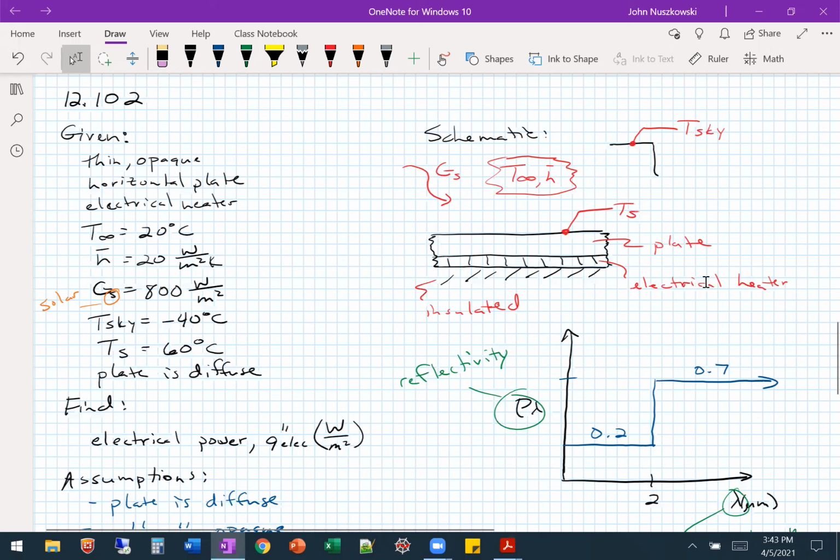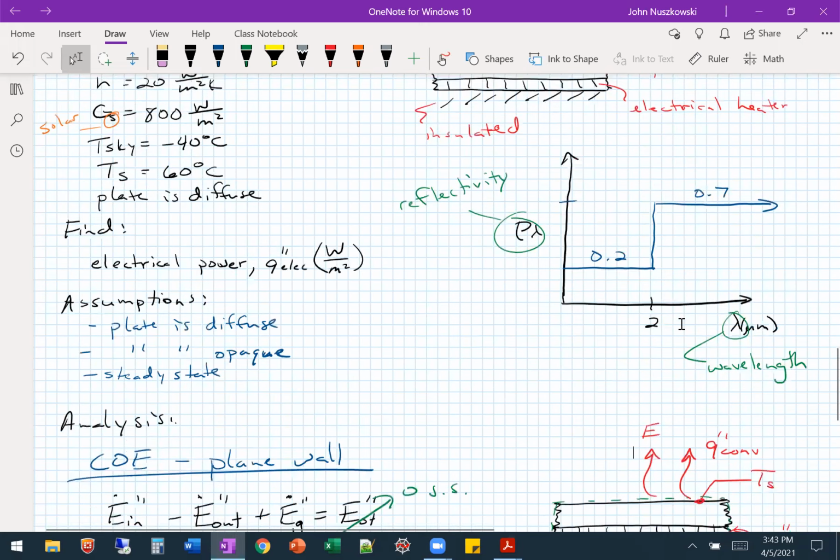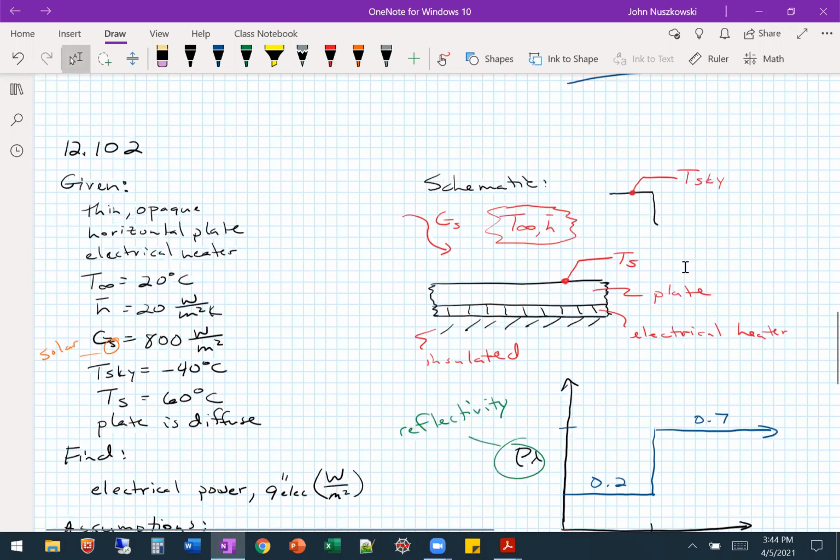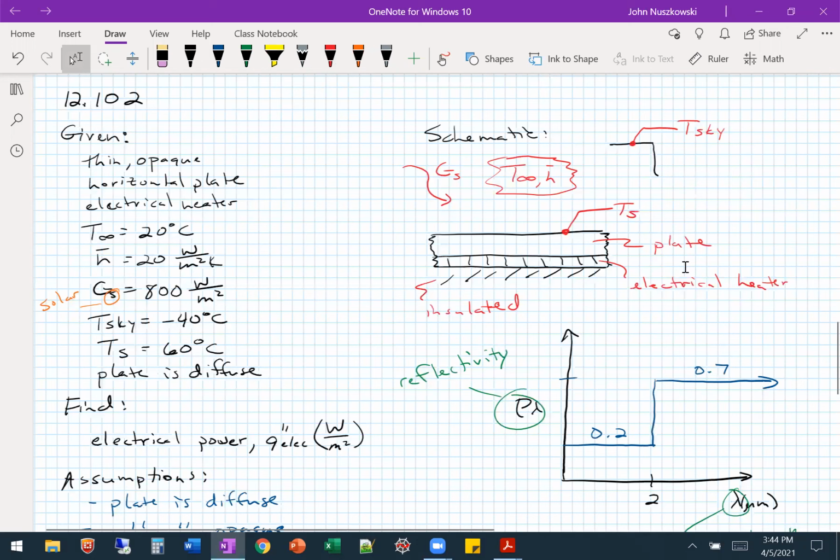What's our sources or source of irradiation? So what's coming in and hitting the surface? Solar radiation. We have solar, okay. So then we put our absorptivity in front of it, right? Anything else? From the sky. Yeah, the sky also, okay.